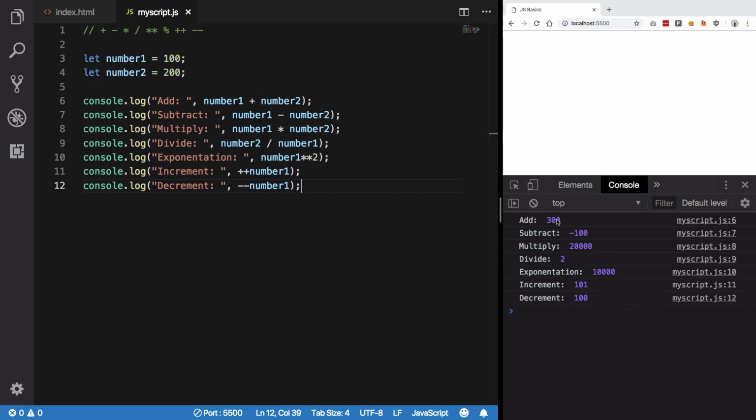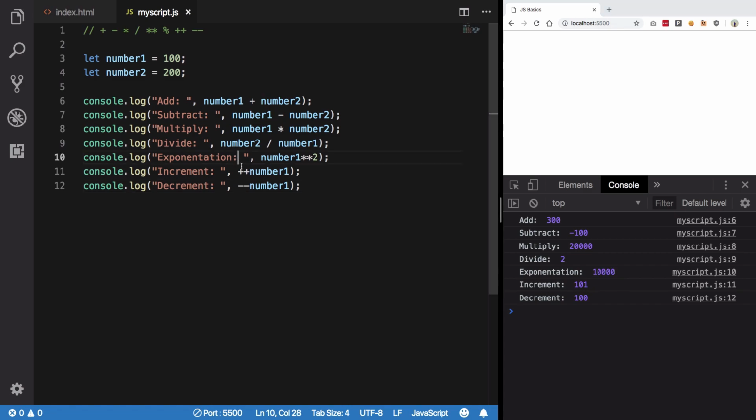For addition, we have the correct result, 300. Subtraction yields 100 minus 200, which is negative 100. Multiplication yields the correct result, which is 200 times 100, which is 20,000. Division yields the correct result as well: 200 divided by 100 is 2. Exponentiation is basically 100 times 100, which is 10,000, which is correct.